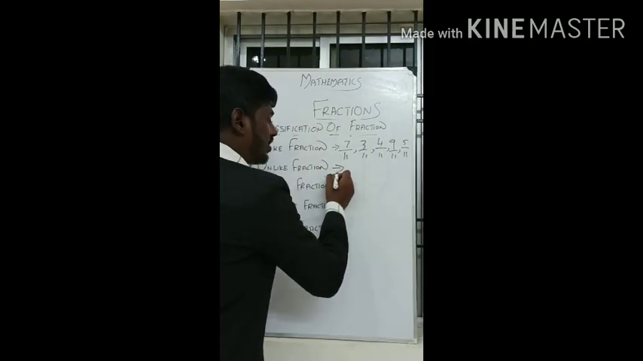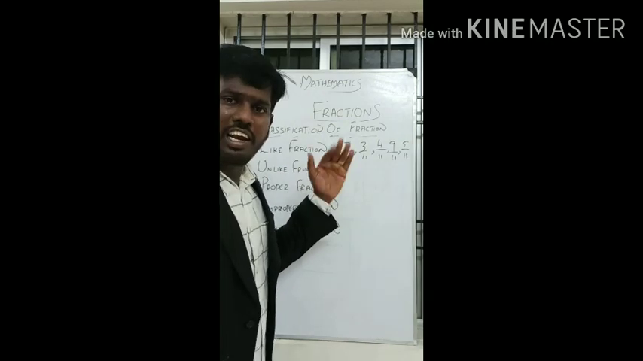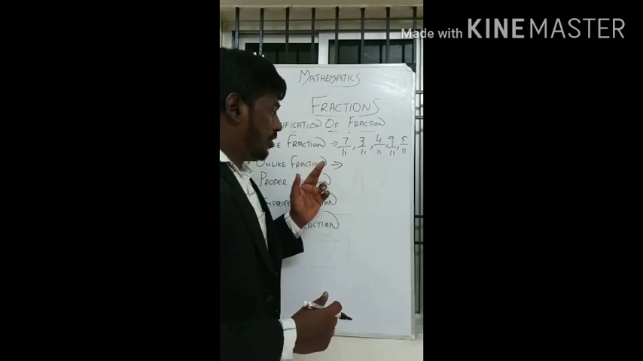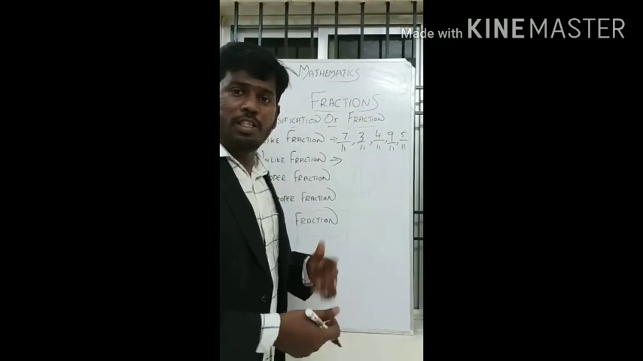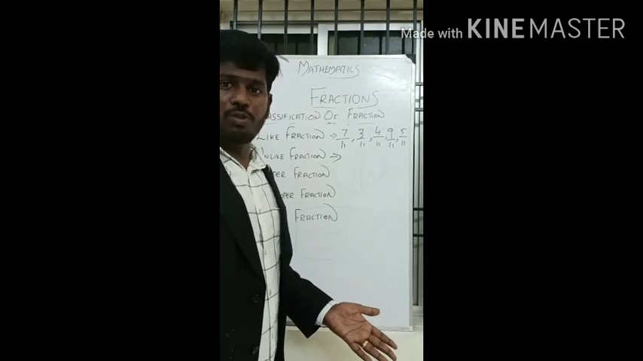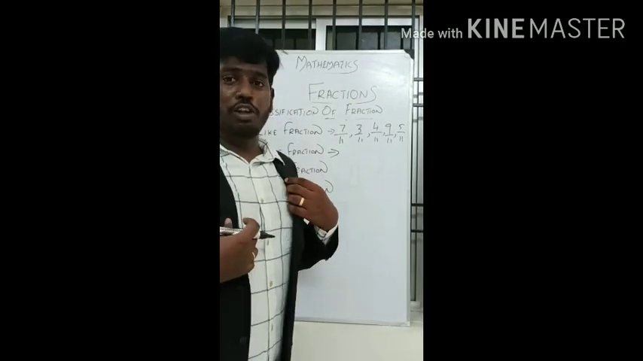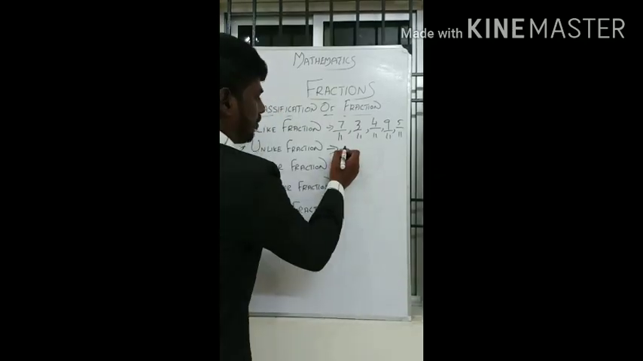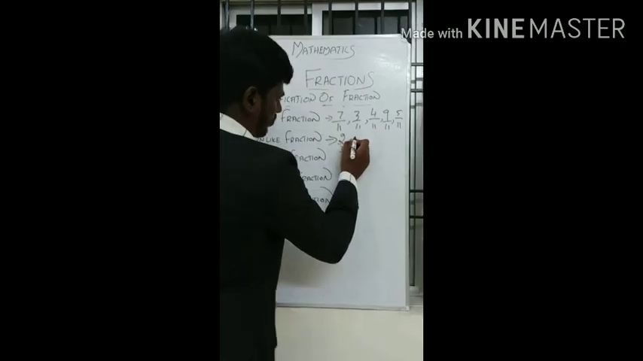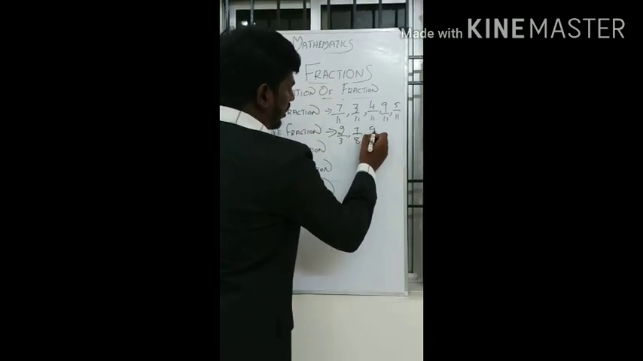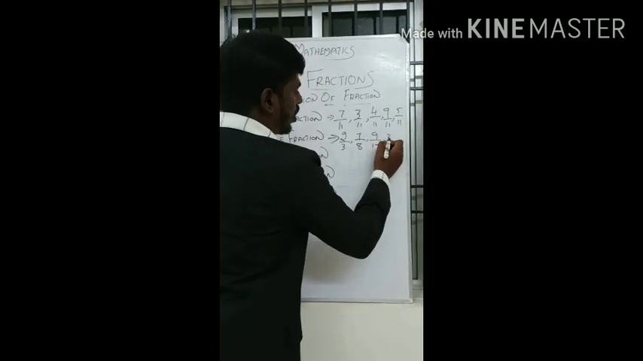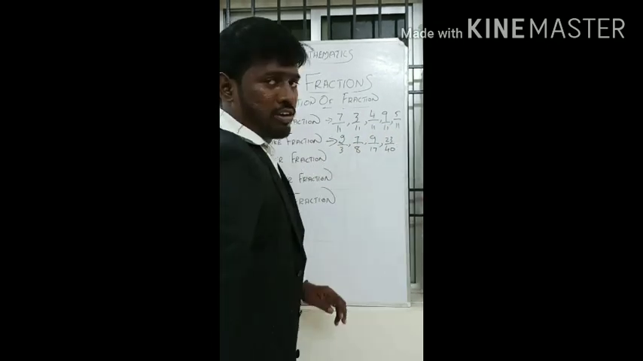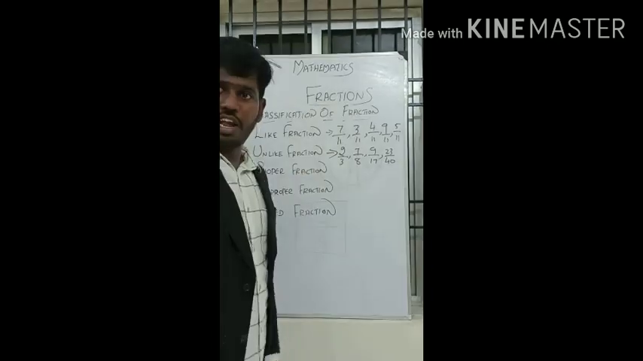Next, I am going to teach unlike fraction. Like is this way, so unlike is the opposite. That means in 2 or more fractions, both the numerators and denominators are different. That means pant and shirt have different colors. If you and your friends are all wearing different color shirts and different color pants, what is that? Unlike fraction. For example, 2 by 3, 7 by 8, 9 by 17, 23 by 40. See, the denominators are different and the numerators are different. So it is called unlike fraction.